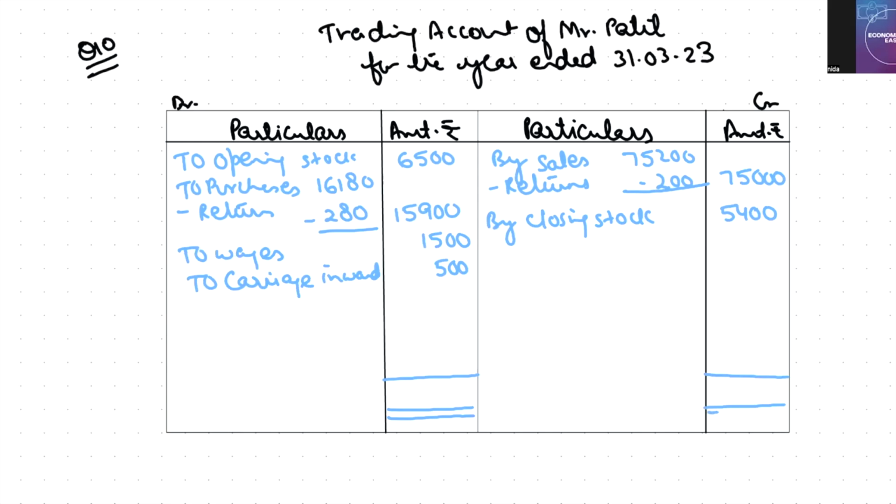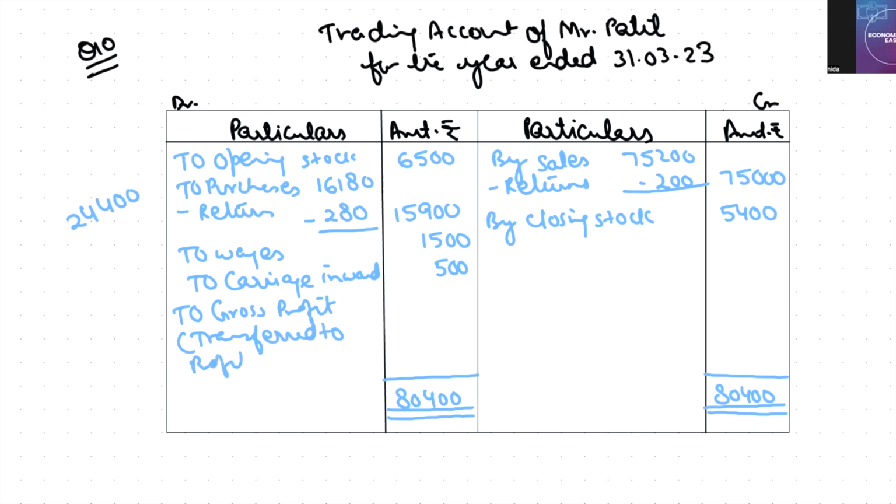Mostly, maximum time 95%, you get the gross profit. So as you can see here, credit side items are more, so it is 80,400. And when you total the debit side items, it will be coming 24,400. So the difference is your gross profit. To gross profit transferred to profit and loss account. Now the difference between 24,400 and 80,400 is 56,000. So this is your trading account, right?